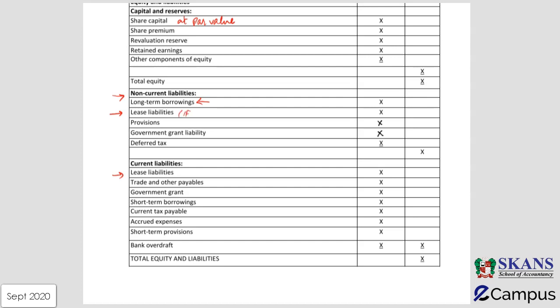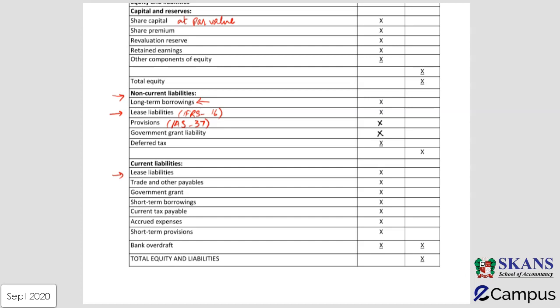Lease liabilities, we will study the accounting treatment of these in IFRS 16. For provisions under IAS 37, once again, the criteria is that if the amount for which the provision has been created is probable to be paid within one accounting period, then it is shown in our current liabilities. Otherwise, it is shown in our non-current liabilities.